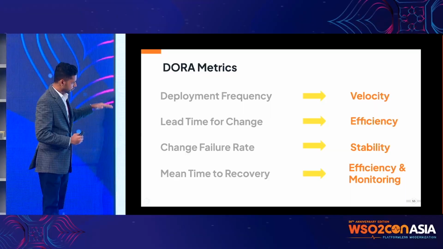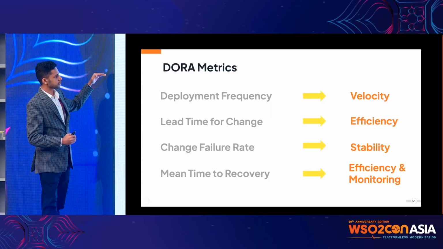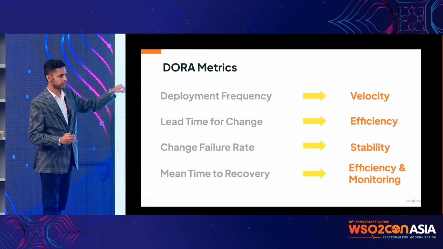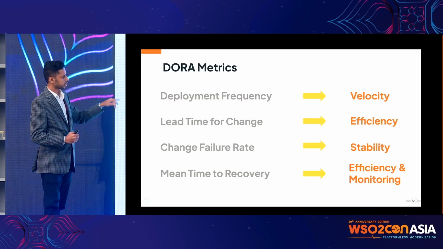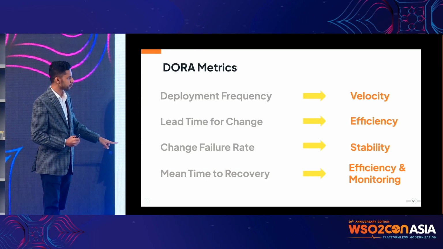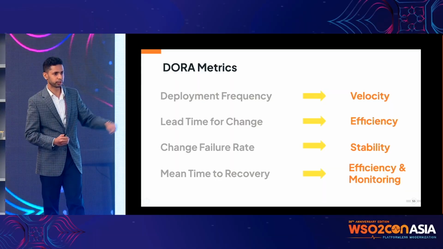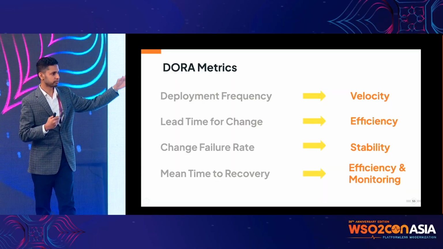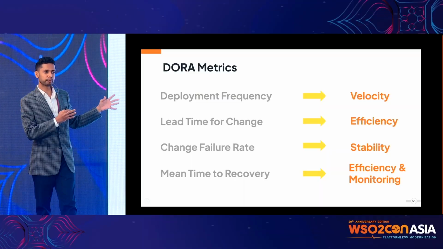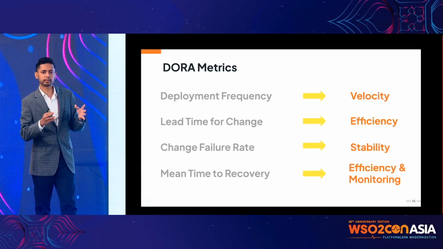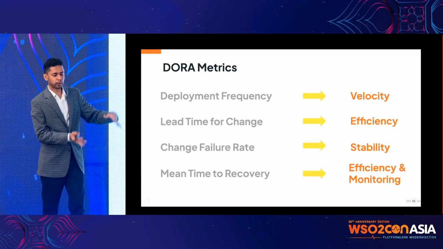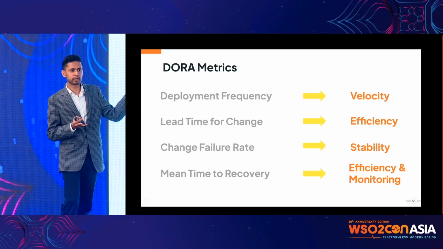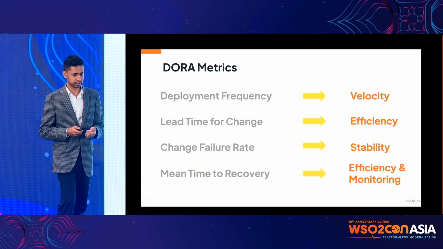So each of these metrics: deployment frequency is a measure of your velocity. Lead time for change is a measure of your efficiency. Change failure rate is a measurement of stability, and mean time to recovery is a measure of efficiency and monitoring. If you look at our 3 pillars back, it covers most of these things. So if you have a proper self-serviceable internal developer platform, even from DORA metric standards, your organization will automatically be at the elite level of performance or efficiency.